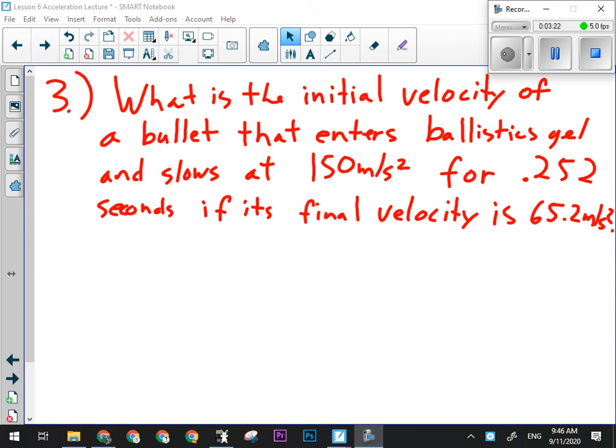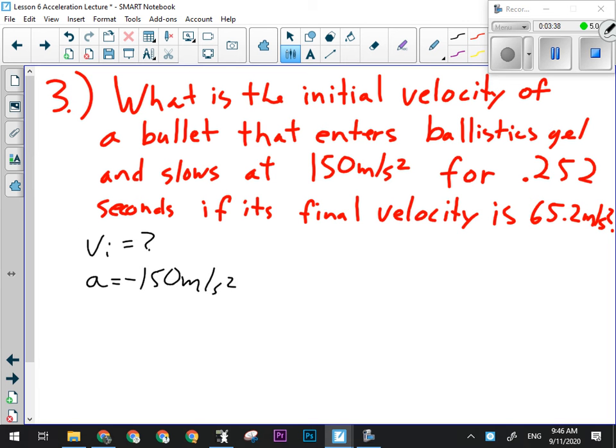Is everybody ready to have a look at this one? For writing down our givens, we're looking for VI. They're asking us what the initial velocity is. It enters ballistics gel and slows at 150 meters per second squared. That means the acceleration is negative, and that's important for me to realize when I'm plugging in my numbers. It does that for 0.252 seconds, and its final velocity is 65.2 meters per second. So what formula am I using for this?